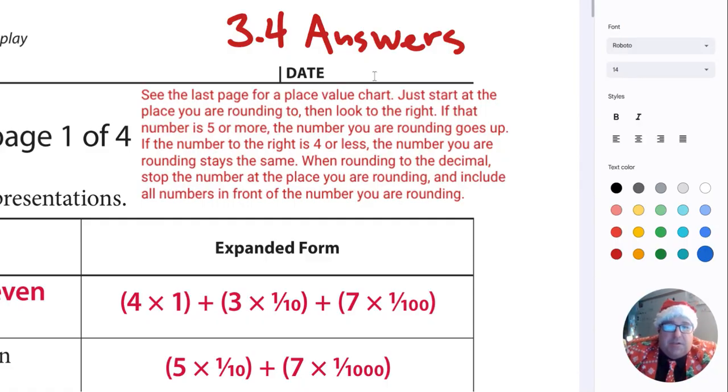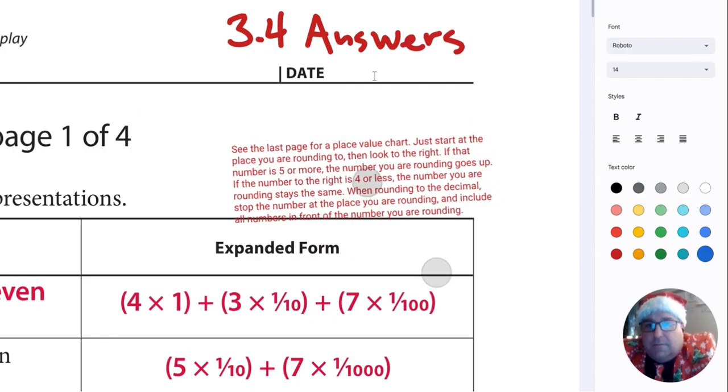So just start at the place you're rounding to, then look to the right. If that number is 5 or more, the number you're rounding goes up. If the number to the right is 4 or less, then the number you're rounding stays the same. And then when rounding to the decimal, like we are in this, stop the number at the place you're rounding and include all the numbers in front of the number you're rounding.